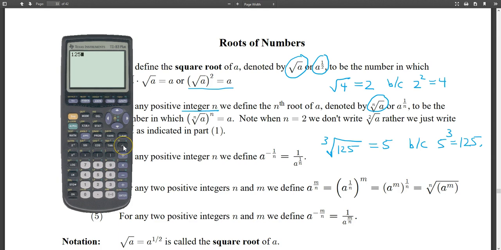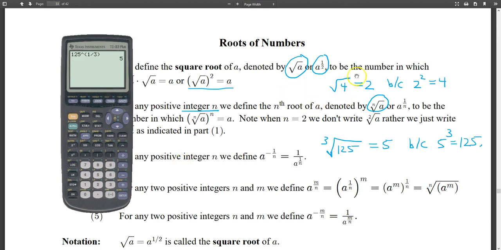So what you have to do is raise this to the 1/3 power. 1 divided by 3 like that. And you have to put the exponent in parentheses because it's more than just a single number there. So make sure you put that in parentheses and then hit enter and you get back 5.